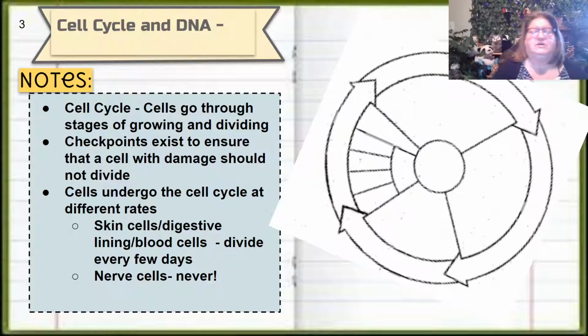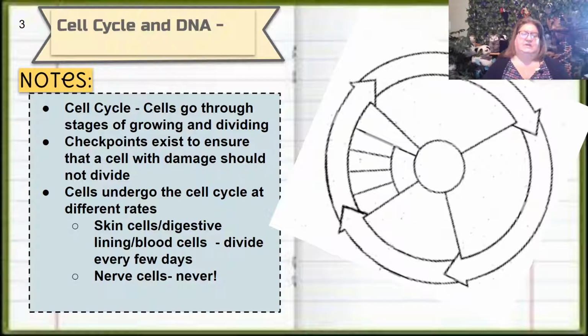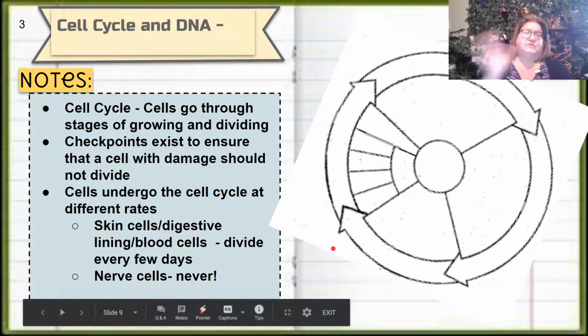Now, cells undergo the cell cycle at different rates. Your skin cells, your digestive cells, your blood cells, or the cells that make the blood cells, they divide every few days. They divide very rapidly. Every few days, you recycle your skin. But your nerve cells and your muscle cells, they don't divide at all. So different cells go through different rates of cell cycle.